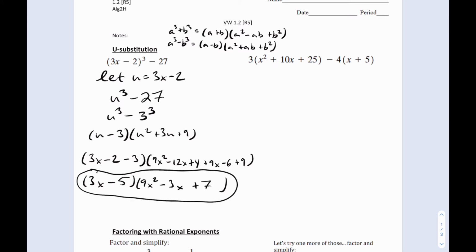So that's called a u substitution, and you can always use that whenever you see something more complicated, like this, because if we were to cube that, that would take us forever, and then factor 27 would also be pretty rough. So instead we use u to make it simpler.